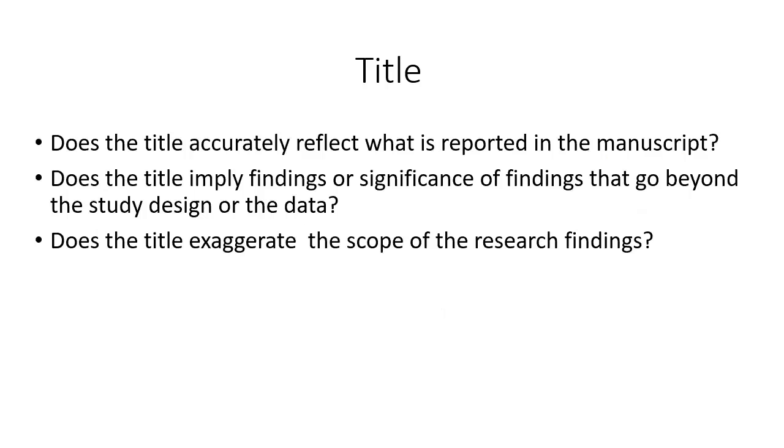So what aspects of the paper are you expected to review? And the answer is essentially everything, including the title. Things to ask yourself about the title: does the title accurately reflect what is reported in the manuscript? Does the title imply findings or significance of findings that go beyond the study design or the data? Does the title exaggerate the scope of the research findings?